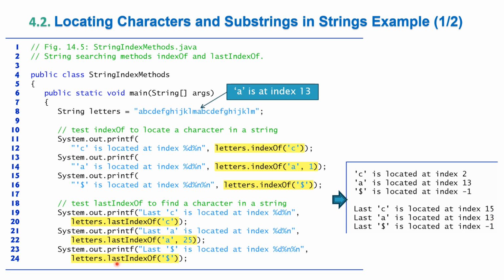The third call searches for a character not in the string letters. So it returns -1, as in the third indexOf method call.